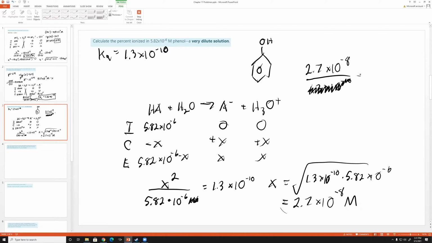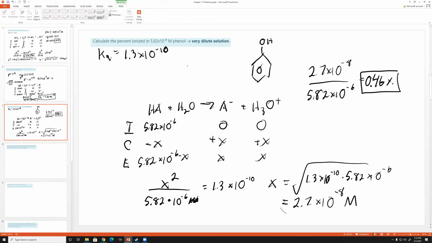The 2.7 times 10 to the negative 8 over, we would have the percent ionization, which would be H3O plus concentration, which we calculated as 2.7 times 10 to the negative 8, divided by the initial concentration of the acid, 5.82 times 10 to the negative 6. And this is somewhat in the single percentile range, maybe 0.5% if I had to guess. And we'll calculate that right now. And it is almost exactly 0.5%. We have 0.46% ionization.